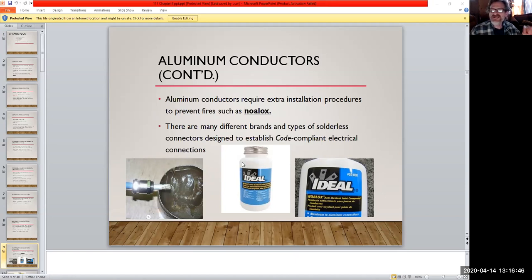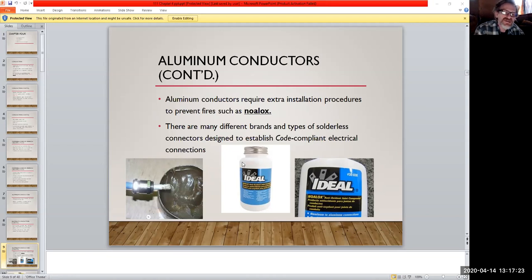This stuff is nasty, it's goopy, it stinks. It's got a funny smell to it. If you ever run into this stuff, you'll know what I'm talking about. So wherever you have the connections, or even in a junction box with aluminum, you've got to glop this on there so that it seals properly. It helps keep the aluminum from expanding and loosening up the connections. But yeah, I hate this stuff. If you ever do run into it, you'll know what I'm talking about.